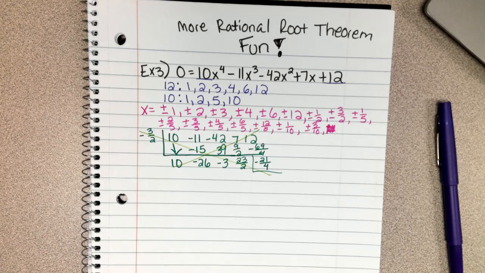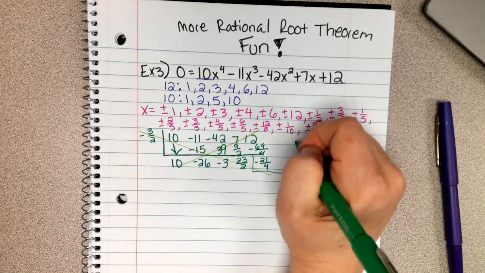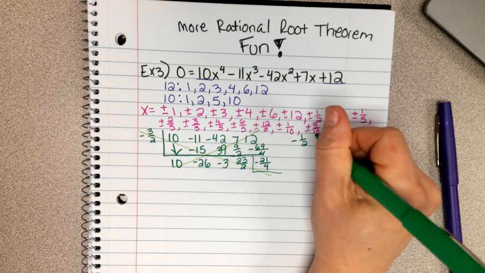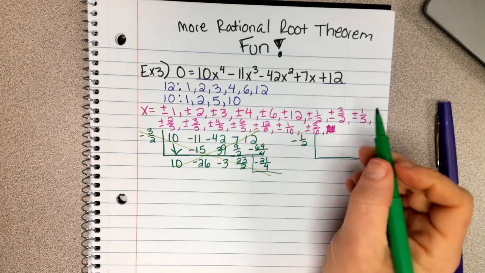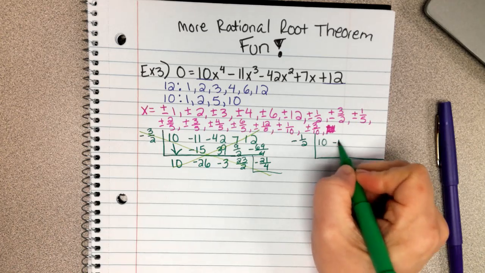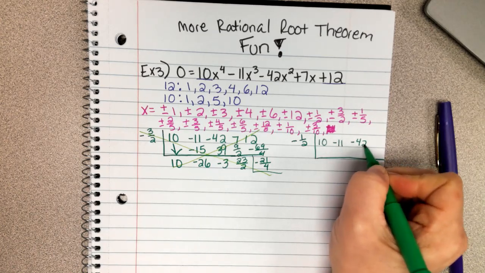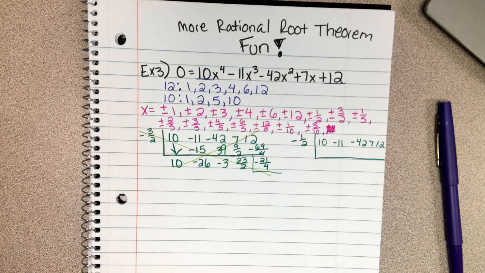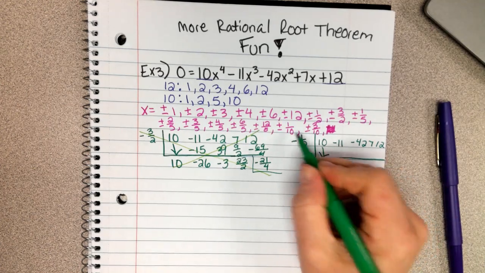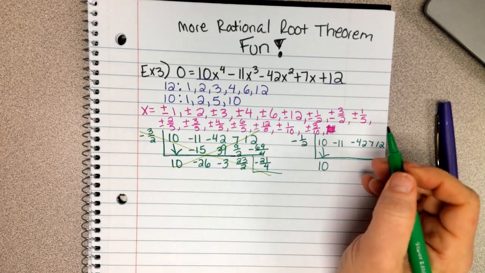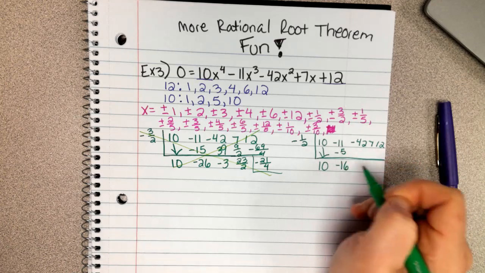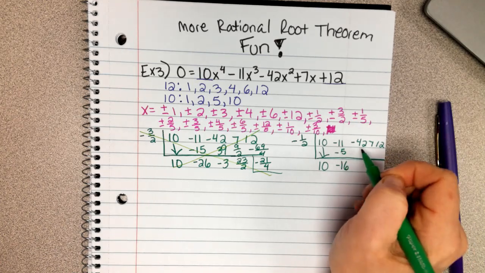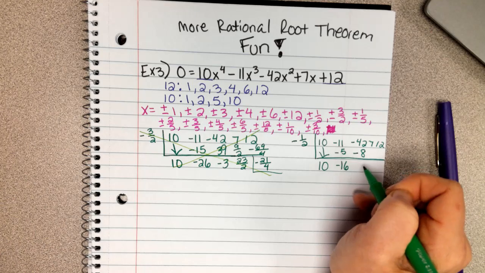Negative 3 halves. Now I could test positive 3 halves. I'm not going to. I think I'm going to jump over and do negative 1/2. So, negative 1/2, and I did make that kind of small, didn't I? 10, negative 11, negative 42, 7, and 12. Ooh, we're crunching it up over here. All right, negative 1/2 times 10 is negative 5. Add, negative 16. Multiply, we have negative 8.